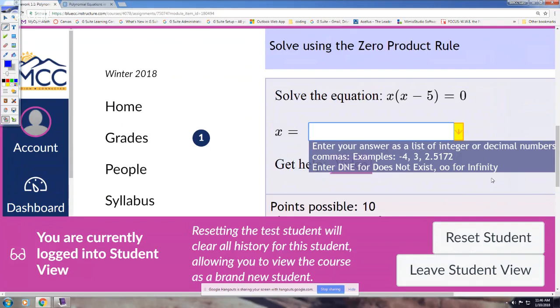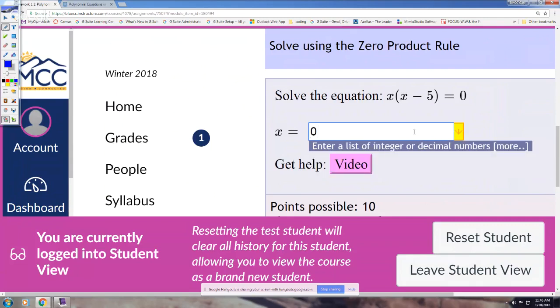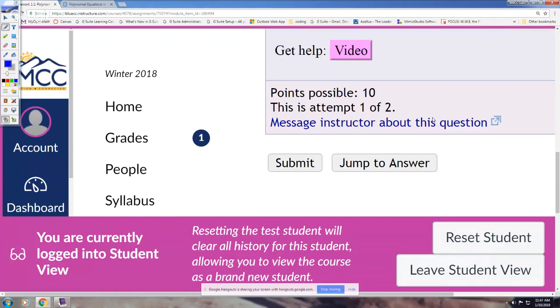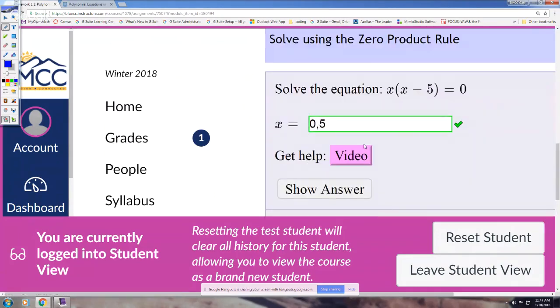Okay? In this case, my answers are 0 and 5, and I want to enter them as a list, 0, comma 5. So anytime you click on an answer box, pay attention to the prompt that pops up when you do that. And then submit your answer. Other things to consider. Sometimes if you type things incorrectly, it will prompt you to say, hey, something's wrong. So sometimes extra messages will pop up, and I'll show that in another problem coming up.